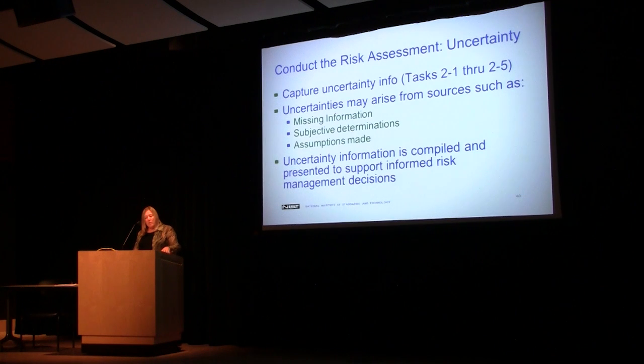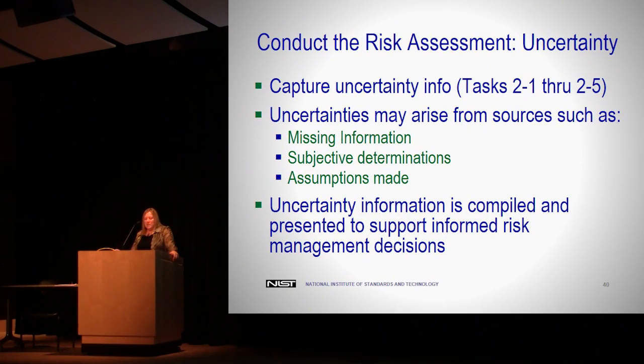And then, related to all 5 of the tasks in step 2, we capture our uncertainty information throughout those tasks. When we make determinations about our vulnerabilities and predisposing conditions and our threats and our threat sources and our impacts and our likelihoods, what uncertainties did we have? What were we not sure about? We want to note that down and capture that information, so that later, if something happens, we can go back and say, oh yeah.